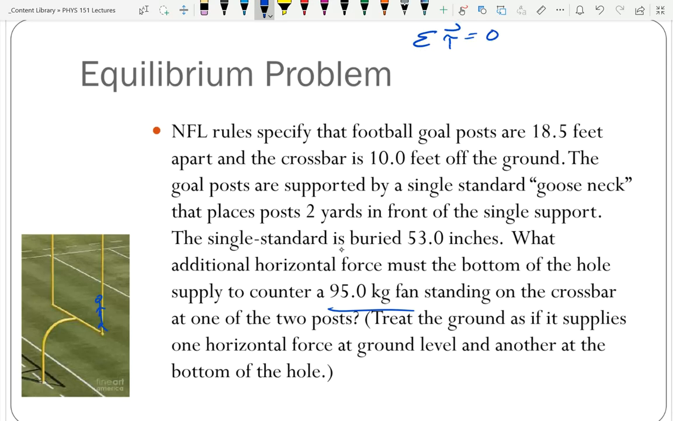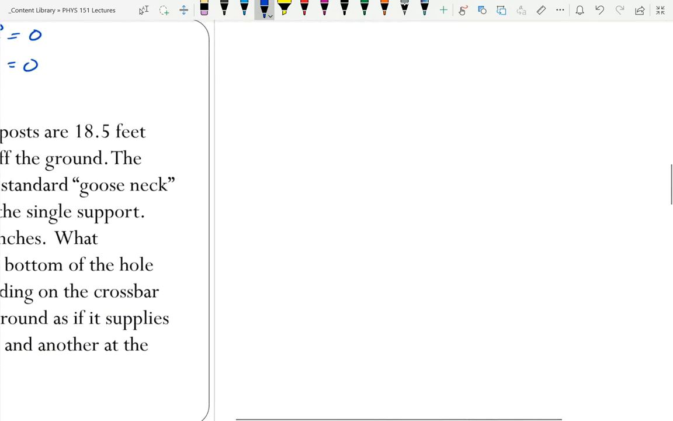Okay, sum of the torques is 0, sum of the forces is 0. Notice these are vectors, so any direction I choose to sum them, I'm going to get 0. So, which rule should I probably start with? Torques, yeah. But what do I need to do before I do anything? I need to draw your forces. I need to draw a diagram and show the forces.